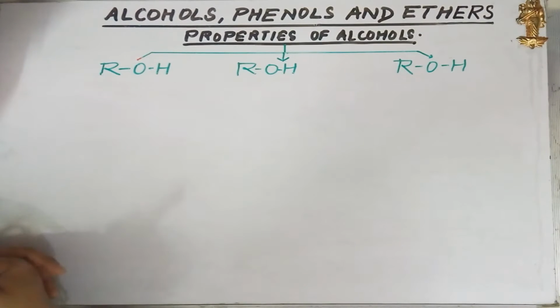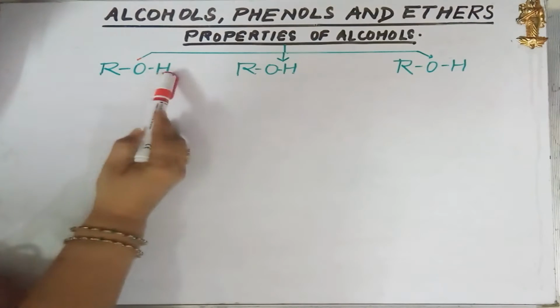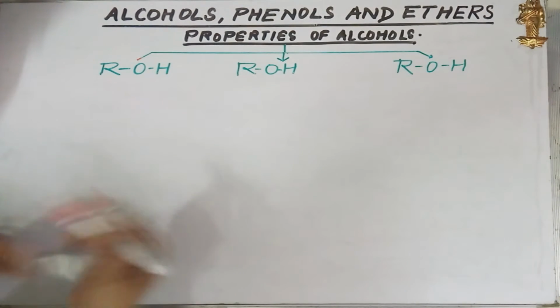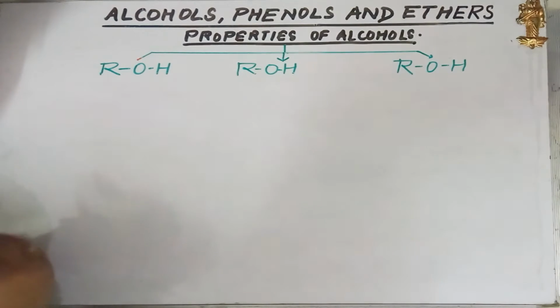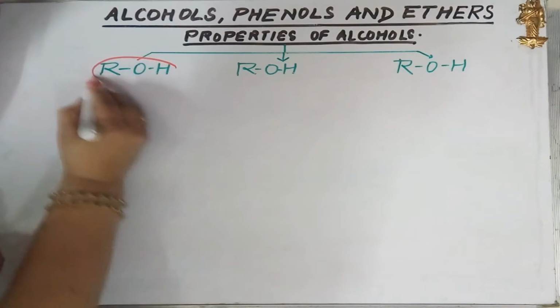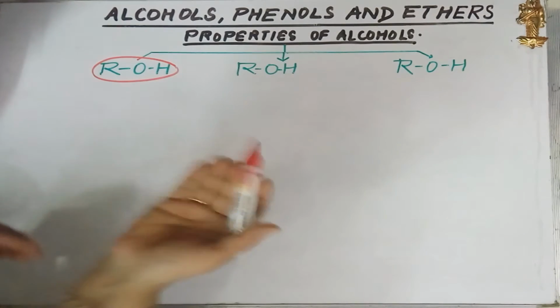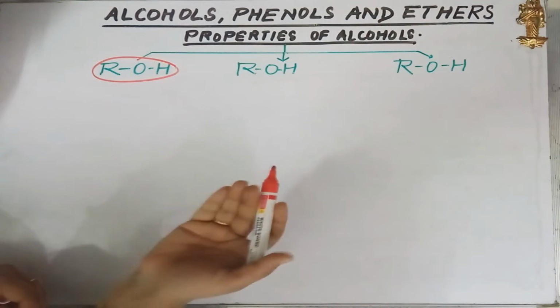So let us talk about the properties of alcohols. Students, properties of alcohols we can easily understand by understanding how the bonds are breaking down in the alcohols. So let us see how the bonds are breaking in the different reactions of alcohols. Here I am taking ROH, and in this case no bond will be broken down, and this ROH will be entirely converted into another kind of product.